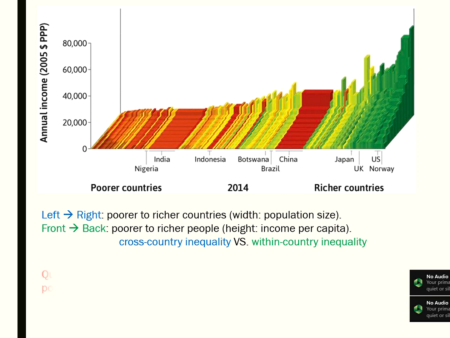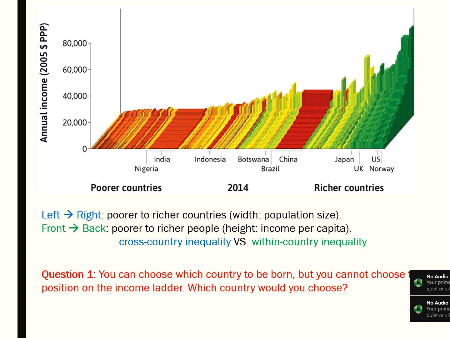Here are two questions for you to think about. Question 1. If you can choose which country to be born, but you cannot choose the position on the income ladder, which country would you like to choose? Do you prefer a country like Botswana, where if you are lucky, you can be super rich, but if you're unlucky, you are really deprived? Or a country like Norway, where everyone is more or less equal? You can pause the video now and think about the question and then continue.